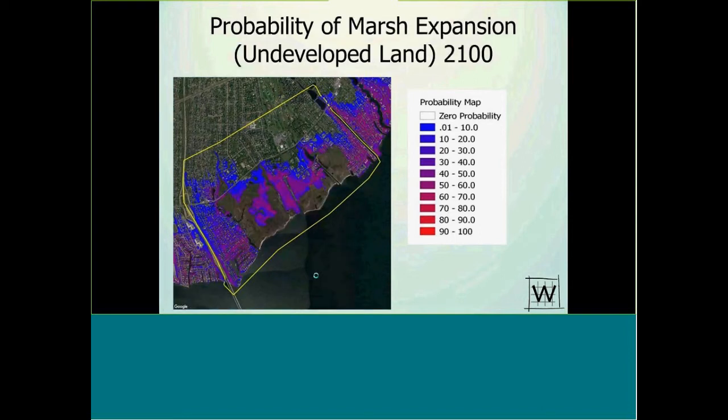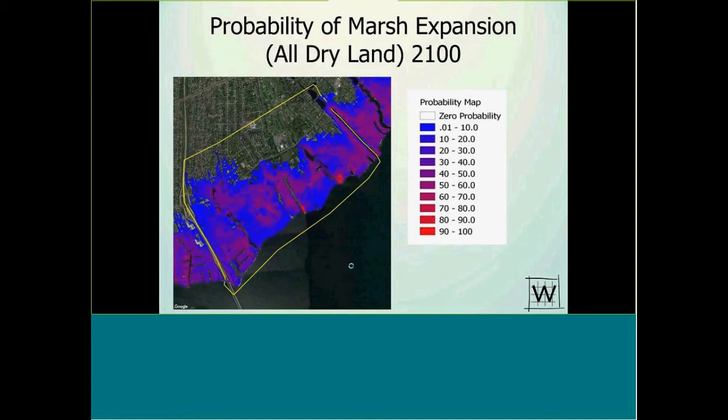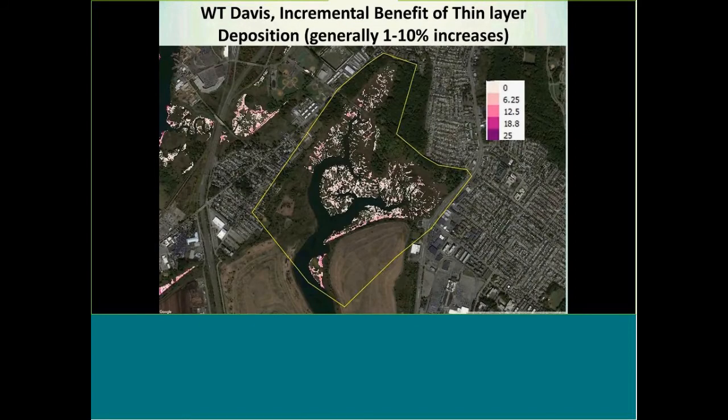If you look at the probability of marsh expansion on undeveloped land, you can see it's about 50-50 in terms of some of these middle marshes, and then lower possibility in some of the upper marshes. If you combine all dry land, it just fills in some of the holes where those developed areas are. And then we also look at thin layer deposition.